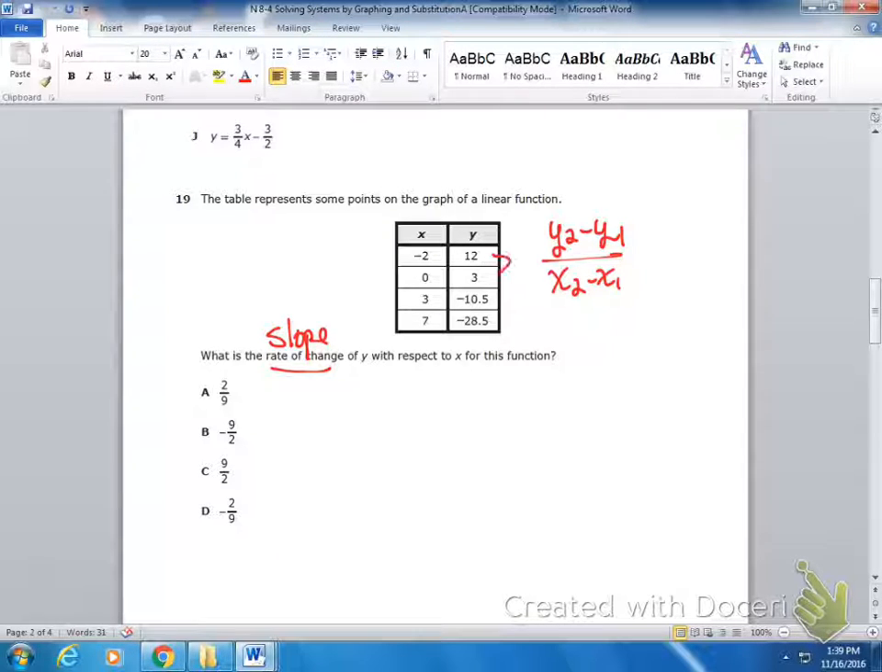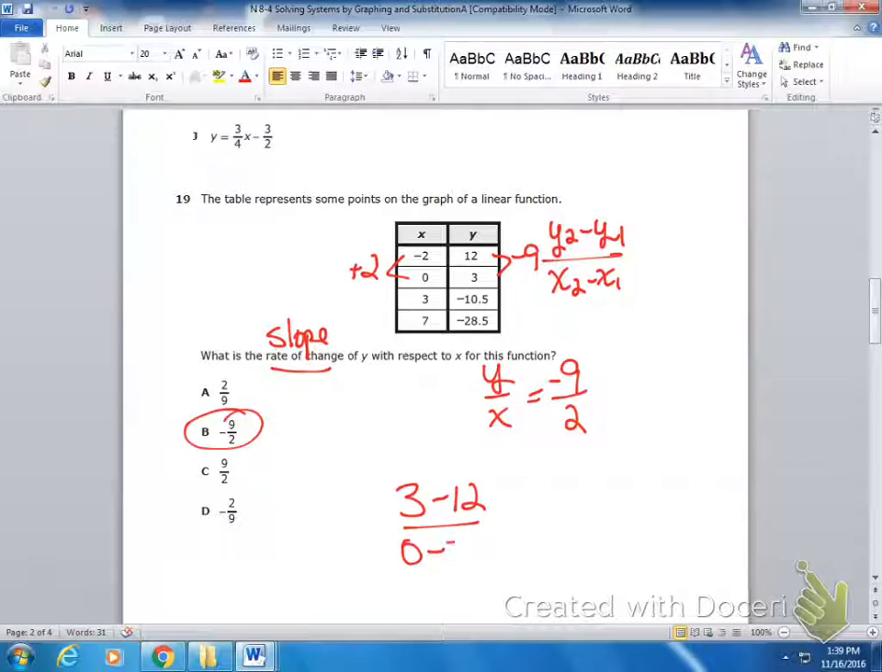But you could also do the change in y over the change in x, which is what a lot of you tried to do. To get from 12 to 3, I have to subtract 9. To get from negative 2 to 0, I have to add 2. So I can take that and do y over x, and you get negative 9 over 2, which is B. So you could do that the other way, too. It'd be 3 minus 12 over 0 minus negative 2, and you'd still get negative 9 over 2. So either way you do it is fine.